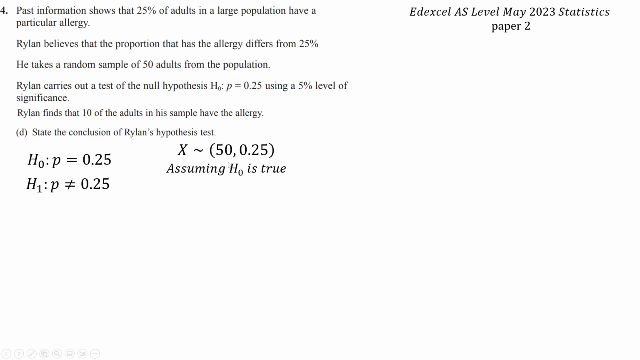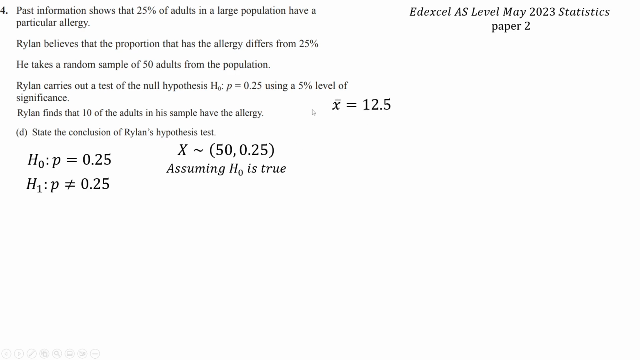Hopefully you're one of those who know that I've just said that multiple times, so hopefully you know what I'm on about. This is a B here, if you just imagine it. So this is assuming H naught to be true.